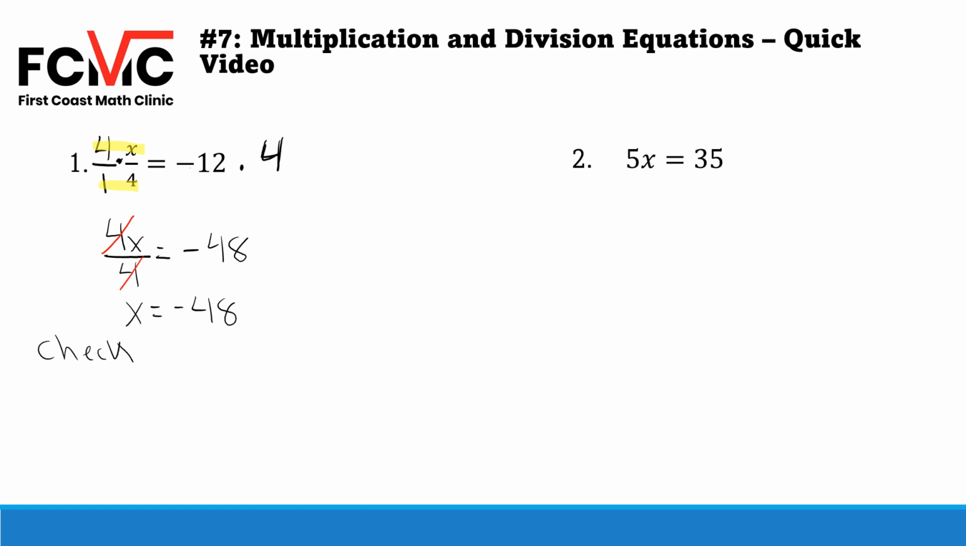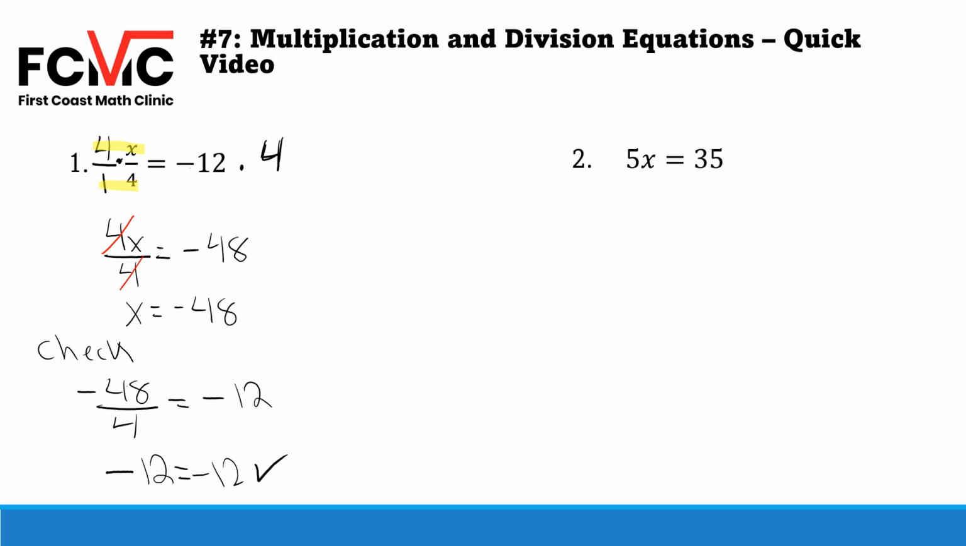Now my check. We can write this as negative 48 over 4 equals negative 12. We're dividing two numbers of opposite signs, and whenever we multiply or divide two numbers of opposite signs, the sign of our answer is going to be negative, and then 48 divided by 4 is 12, so we get negative 12 equals negative 12, so our answer checks.